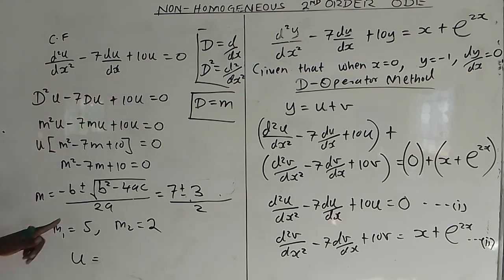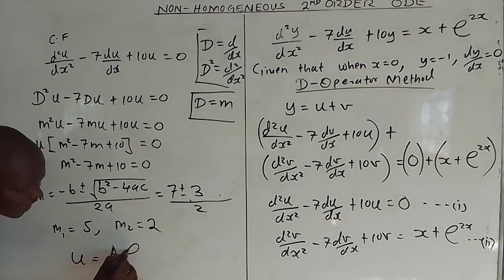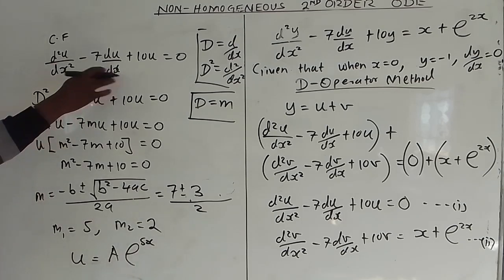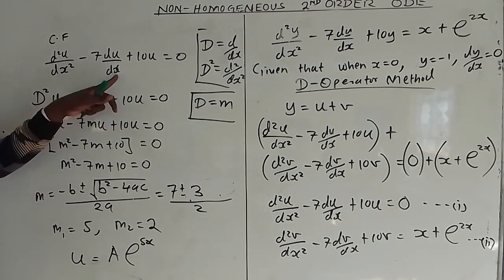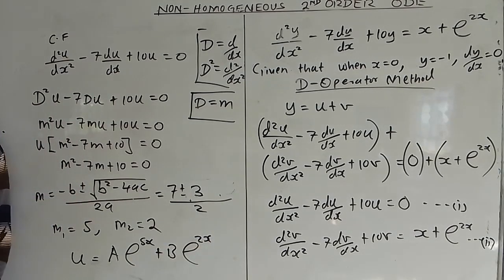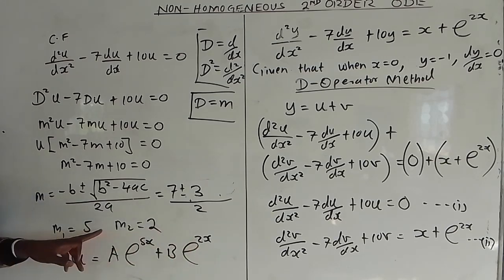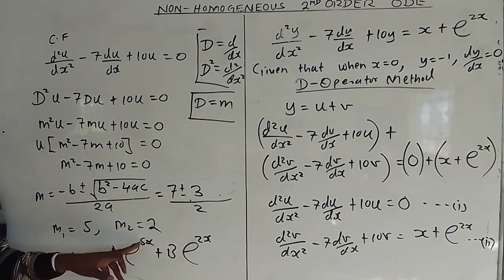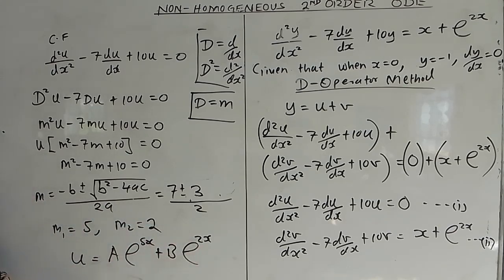Are we together? When you have two real solutions, it is an exponential: the first real solution, u equals a e to the 5x, isn't it? The independent variable is x. Then it is plus the second constant, b, e to the 2x. Are we together? The first solution 2 is there, the second solution 2 is there, the first solution 5 is there. All the solutions were real. So when the solutions are real, this is the general solution of a complementary function, or it is the general solution of a homogeneous second order ordinary differential equation.